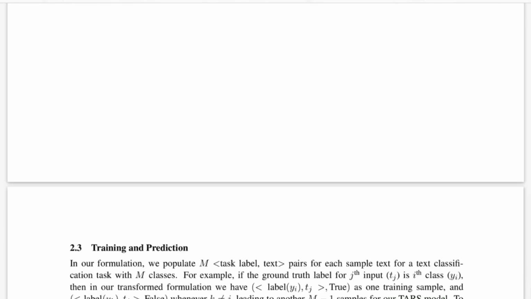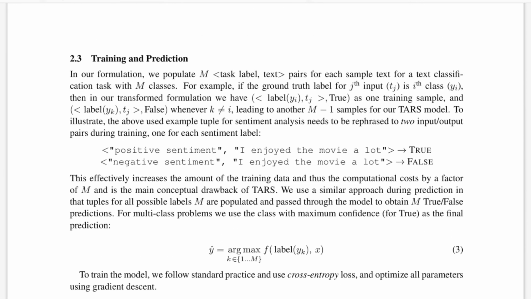So here they explain the same thing. Okay, talking about training and prediction, as you have already seen, you now have a tuple as an input mapped against a true or false label. And you train the entire system with a typical cross entropy loss, where you fine tune the parameters of your linear layer as well as the BERT model.